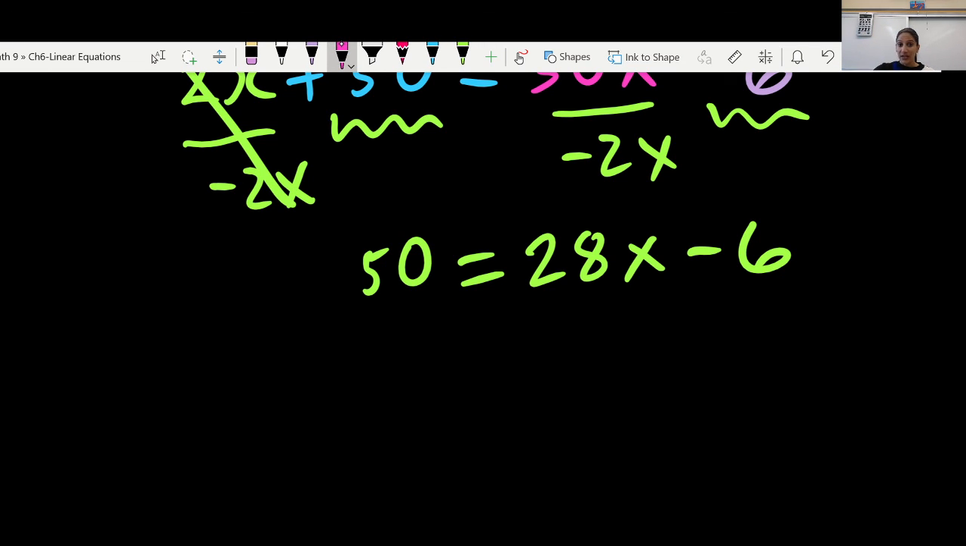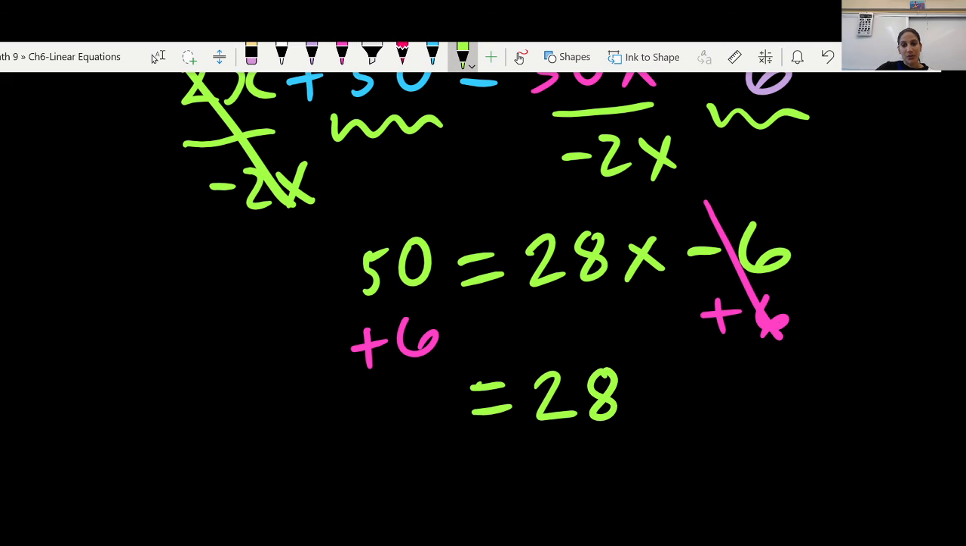We want to, again, get our like terms together. So I want to add 6 here, which means I have to add 6 here, which gets rid of it. So we would have 28x, because this minus 6 plus 6 is gone, and 50 plus 6 would give us 56.